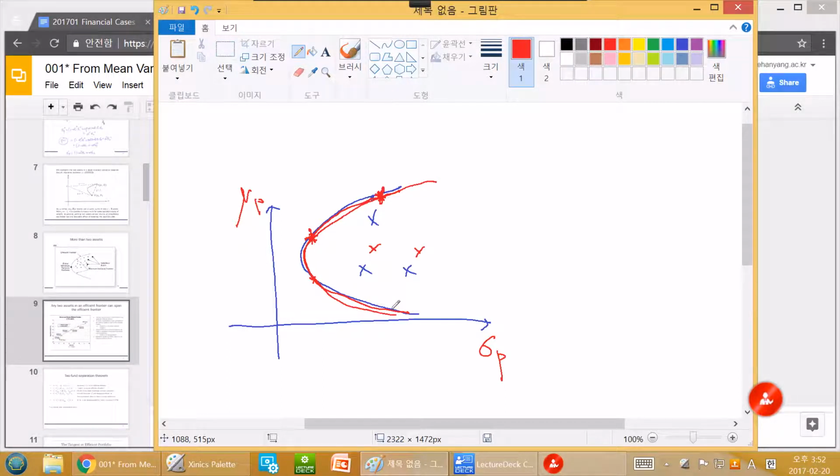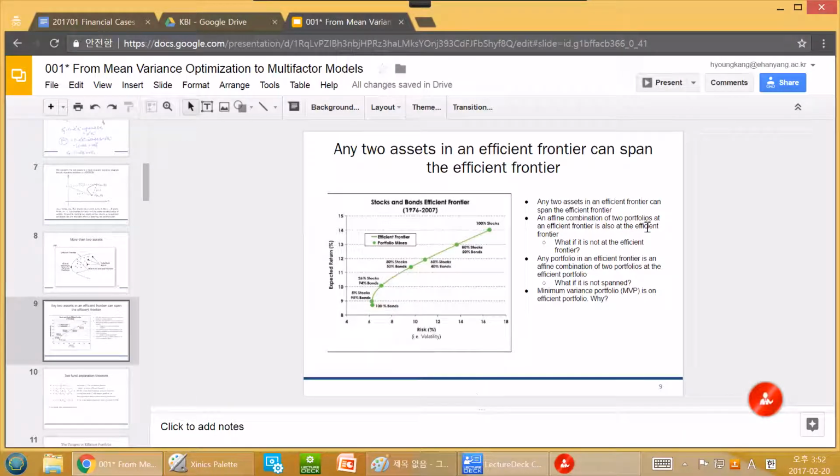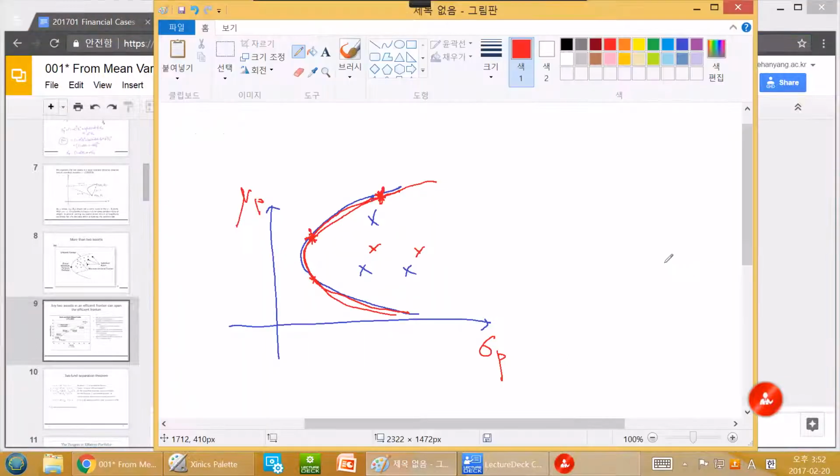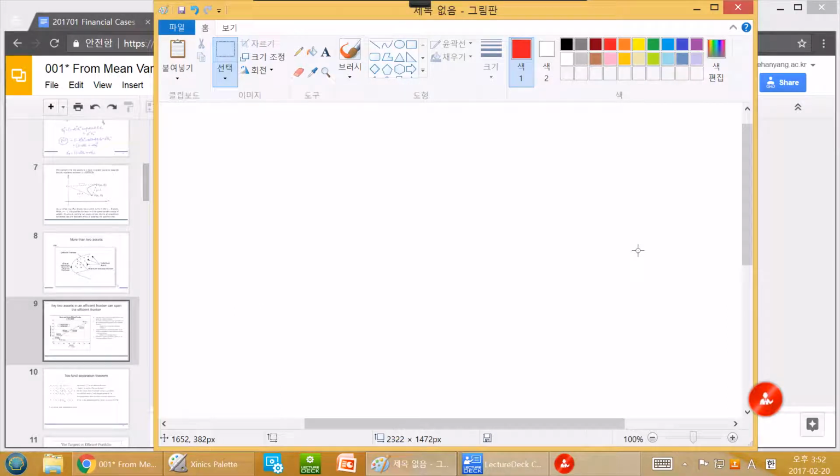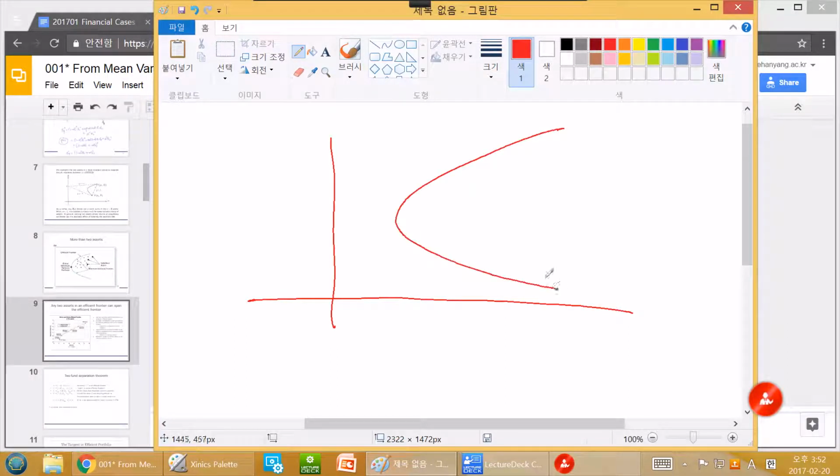In order to prove this, we need some mathematics, but here, I want to prove this one only intuitively, only qualitatively, only logically. What if it is not at the efficient frontier? Suppose this is the efficient frontier. And then we have two assets. Even this one is fine. Okay. What if they are not on the efficient frontier?